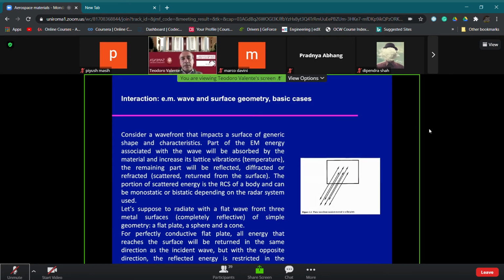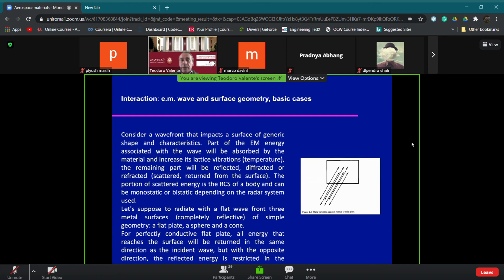to three simple cases. In the case we are going to analyze a wavefront which is impacting on a surface in which we do have part of the electromagnetic energy of the wave, which will be absorbed by the materials, increasing its lattice vibration, that is increasing temperature, part which will be reflected, diffracted or refracted, that is scattered, coming back, returning out from the surface, which is the part affecting the value of the radar cross section of our object.